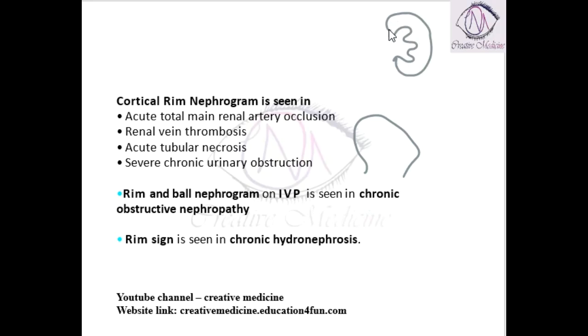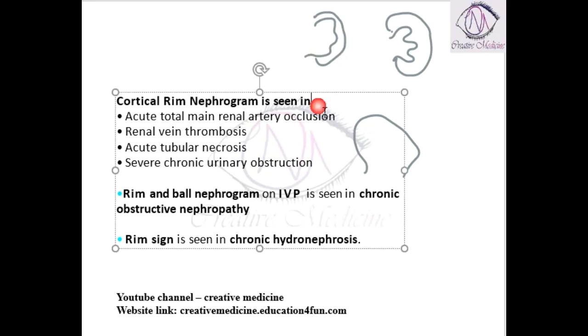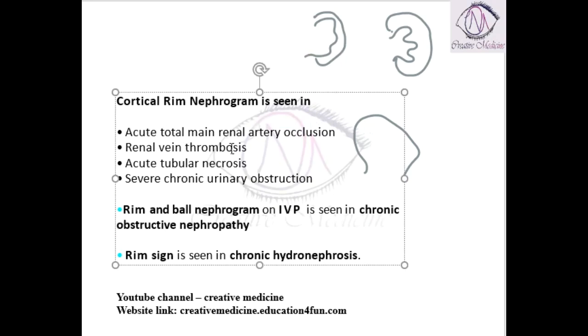Cortical rim nephrogram is where the cortex is seen as a rim-like structure like this. This cortical rim nephrogram is seen in the following conditions: acute total main renal artery occlusion, renal vein thrombosis, acute tubular necrosis, and severe chronic urinary obstruction. So in these conditions, we can see a cortical rim nephrogram.